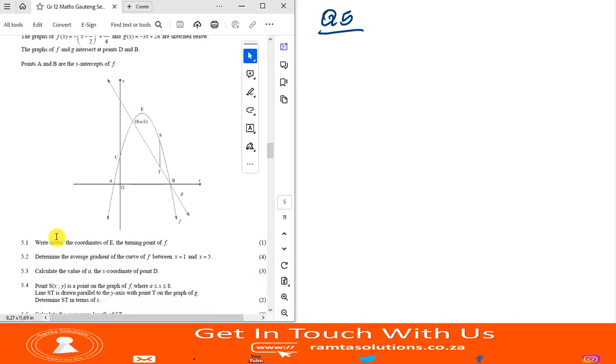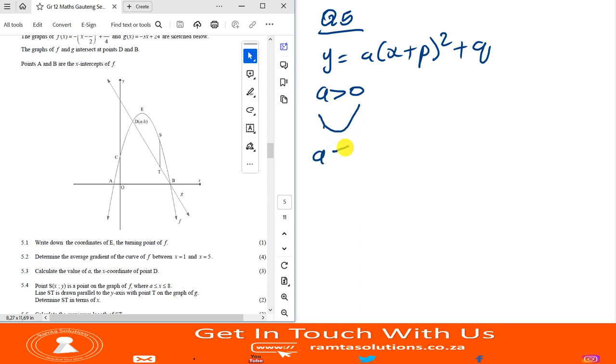Now, let's answer the first question. Write down the coordinates of E, the turning point of f. Remember, guys, when you are given your parabola in the form a(x plus p) all squared plus q, when a is positive, this guy is smiling, and when a is negative, this guy is frowning.